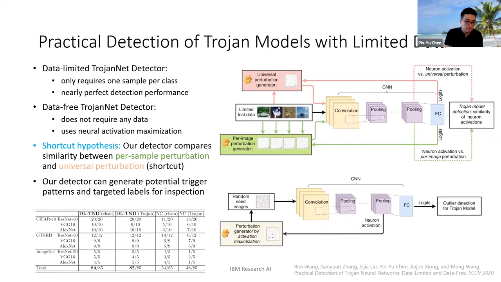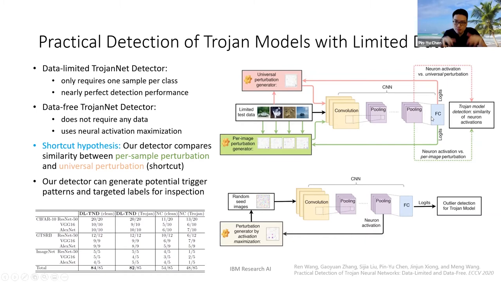Is it possible for an adversary to try and manipulate the features to go below or above the threshold? That could be possible, but that also means you have to design a more specific trigger pattern that will bring down the similarity. Yeah, that's a good question.